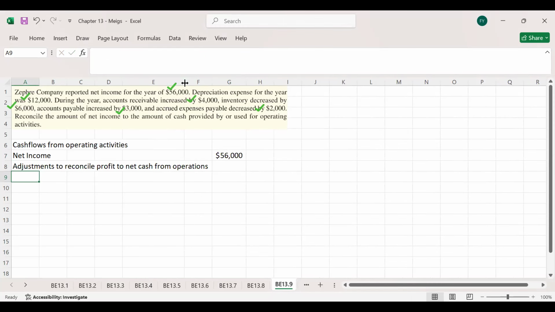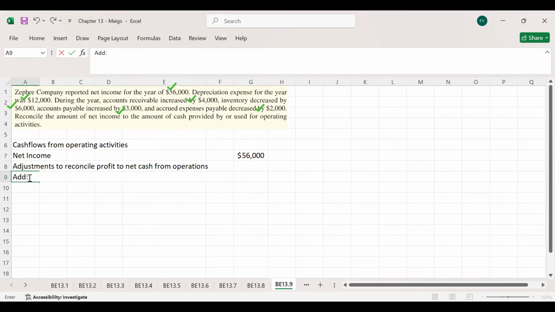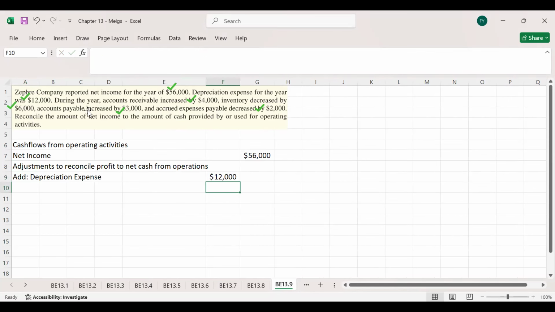So here we have the amounts. We have depreciation expense, first of all. So we add back any non-cash expense, depreciation expense. So depreciation expense is given, which is $12,000. So here we have $12,000. Then increase in accounts receivable. As I have mentioned, any increase in current assets has an inverse association with cash. So whenever there's an increase in current assets, we are going to deduct it.